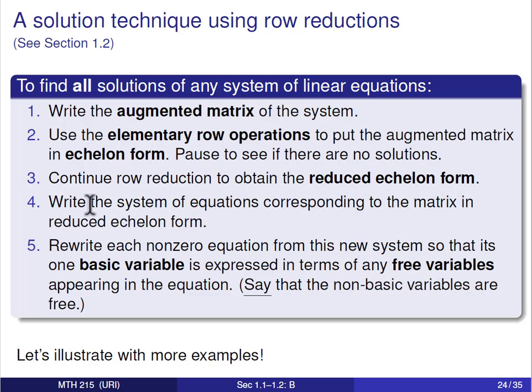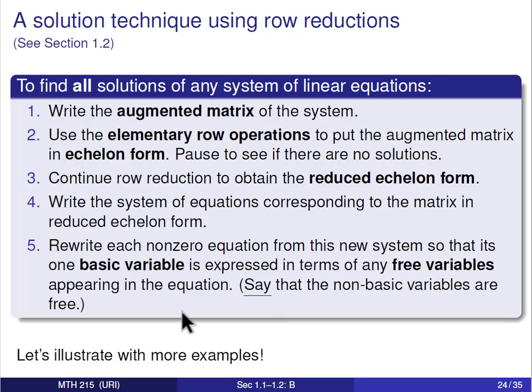And step 4 was to write the system of equations corresponding to the matrix in echelon form. And actually, in the example we just saw, once you write the system of equations, you have the solution. Now, this last step, step 5, will happen when you are dealing with other types of systems. We'll see examples of that in just a few minutes. But we've already seen those first 4 steps illustrated.